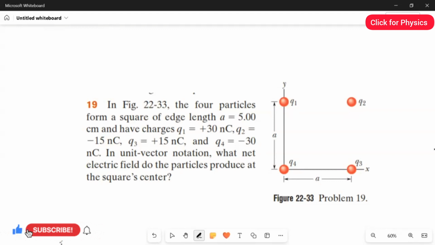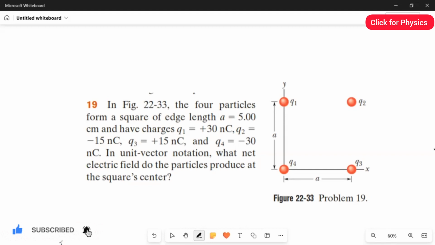So you have to see the diagram. They clearly mention everything in the diagram. Here we have four charges, and these four charges are fixed in a frame which forms the structure of a square. And each side of the square takes the value of a, which is equal to 5 centimeter.